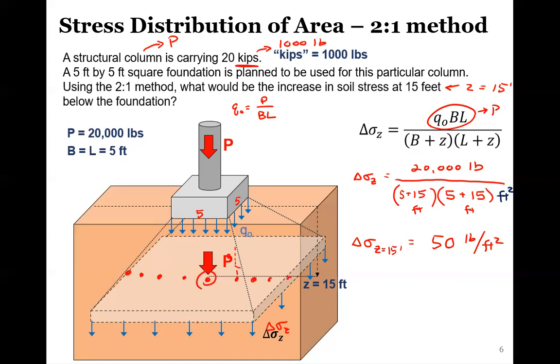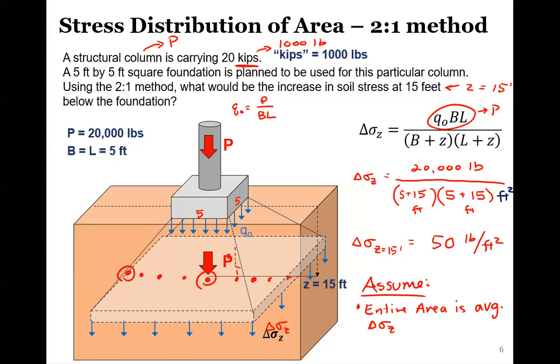So right here, directly underneath the center of the load, you could probably imagine that this would realistically have a higher pounds per square foot. You'd feel more stress out on the edge of this, right? But for this method, unfortunately, we have to assume that the entire area is the average delta sigma Z.